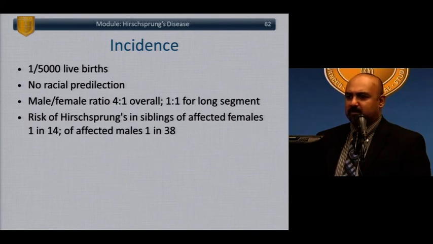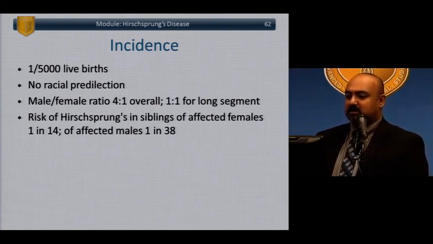Incidence is fairly common, 1 in 5,000. No real racial predilection. Male to female ratio is 4 to 1 for overall Hirschsprung's. So spontaneous or idiopathic Hirschsprung's is 4-to-1 male. However, for long segment, it drops down to 1-to-1. So females are actually more affected with long segment.